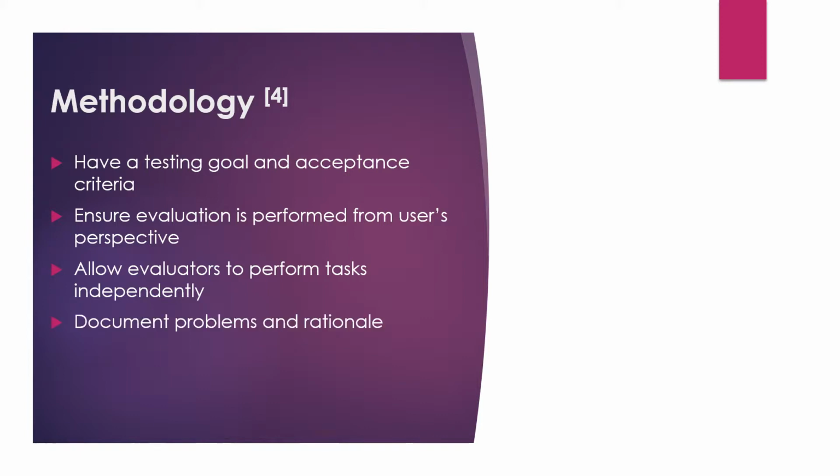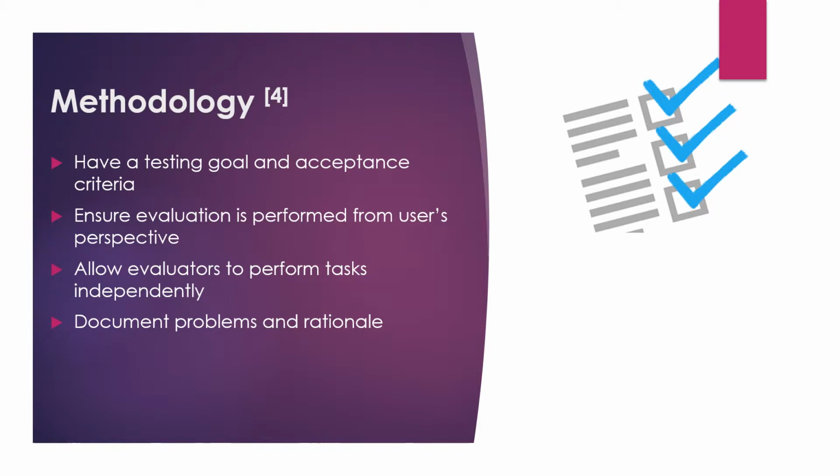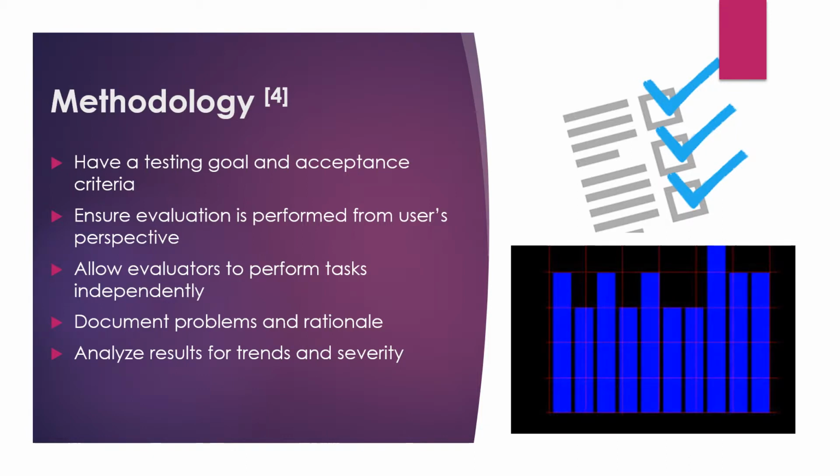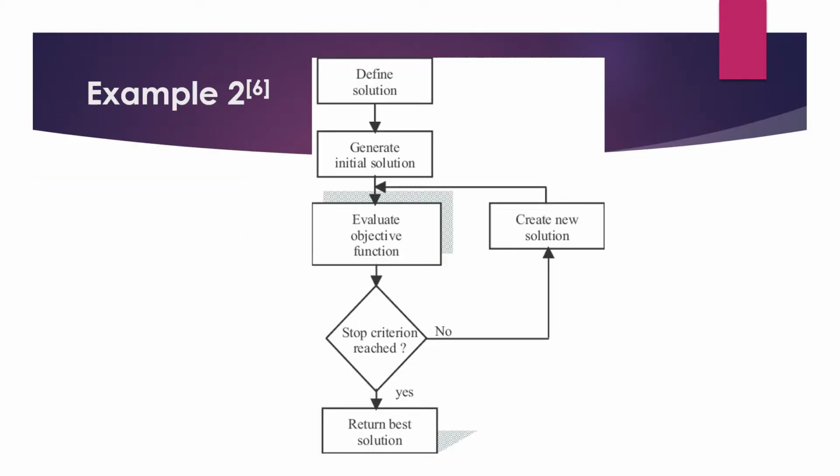You'll document the problems and rationale. You can do a checklist, you can do a report on this. You can analyze your results for trends, also severity. So you might want to see what's happening most frequently. You also might want to see what the biggest issue is in terms of, like, if you have a safety product, that might be the first thing that you want to tackle. And then you can suggest corrections.